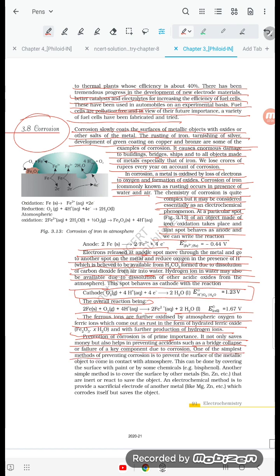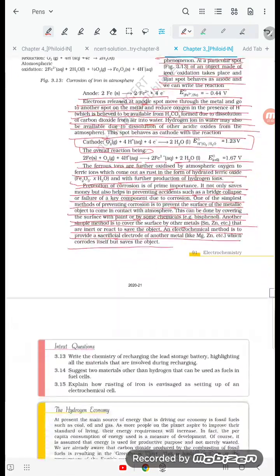One of the simplest methods of preventing corrosion is to prevent the surface of the metallic object from coming in contact with the atmosphere. This can be done by covering the surface with paint or by some chemicals. Another simple method is to cover the surface with another metal that is inert or reacts to save the object. An electrochemical method is to provide a sacrificial electrode of another metal like magnesium, zinc, etc., which corrodes itself but saves the object.